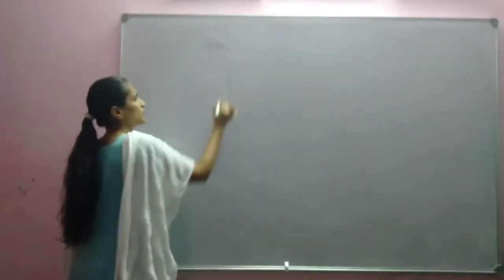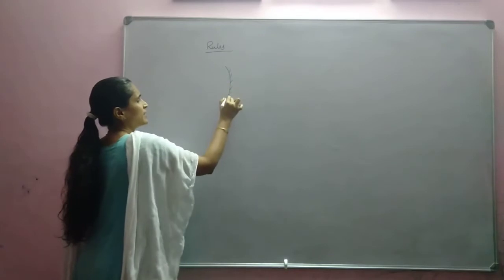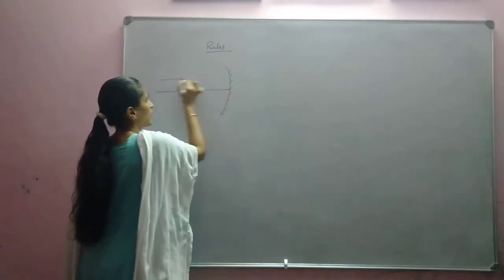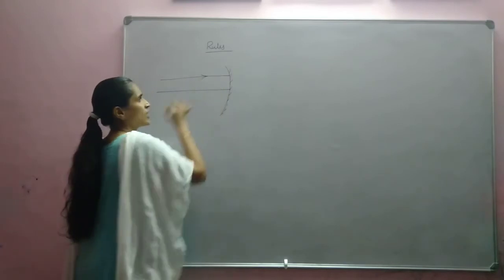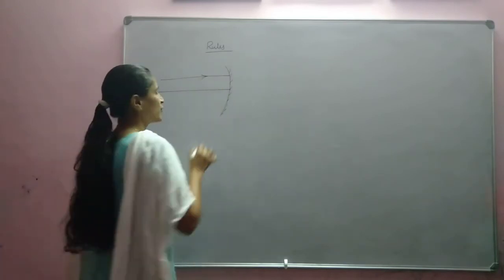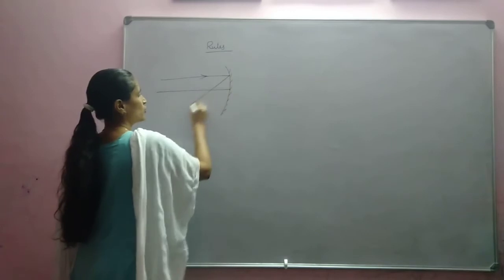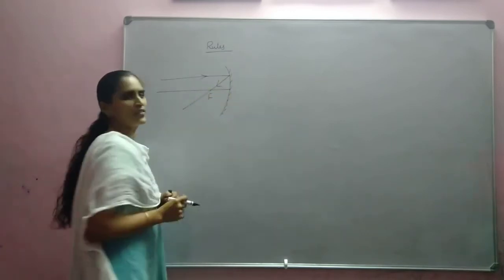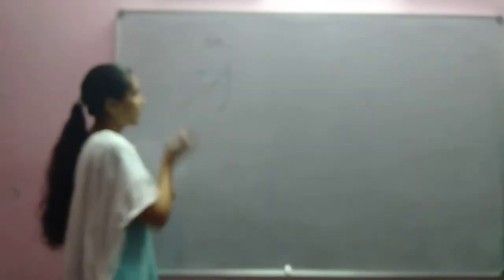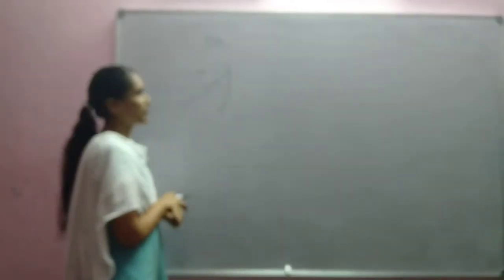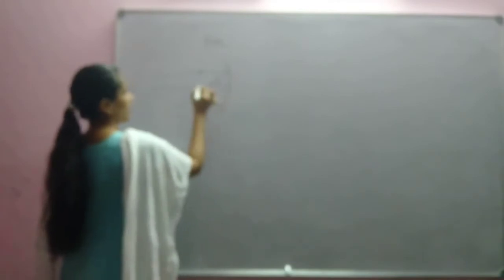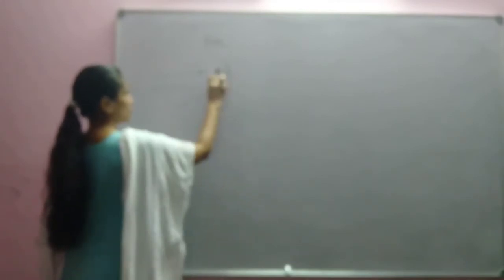So the first case is that if a ray parallel to the principal axis is incident on a concave mirror, what will happen to that ray? After reflection, it will pass through the focus. Okay, that ray will pass through the focus. And the reverse case, what happens? If the ray is incident through the focus.